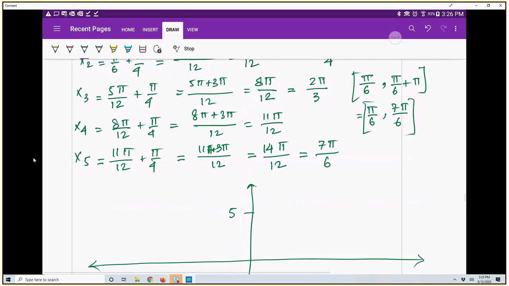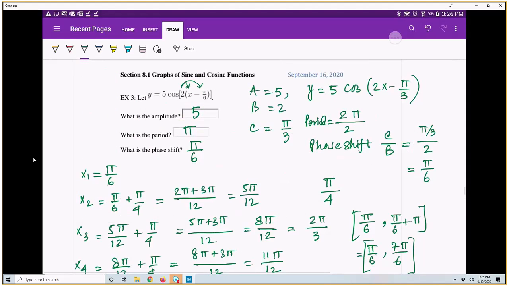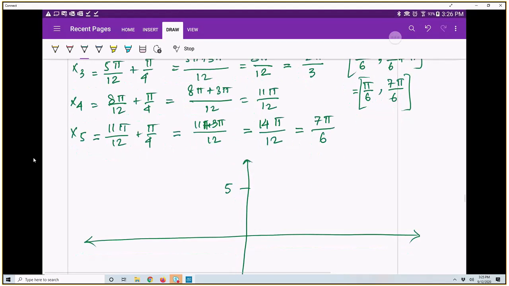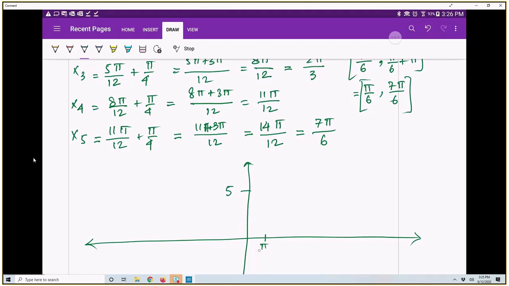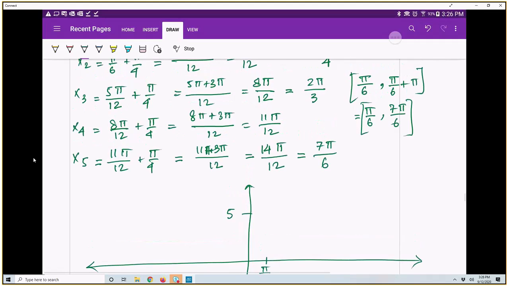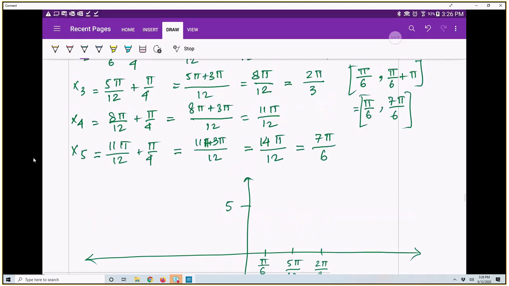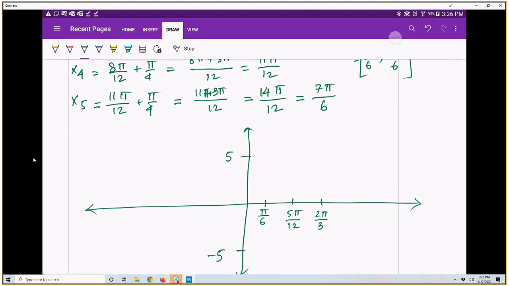And then I need to use the key points for this problem starting at pi over 6, where the phase shift starts. So I first say this is my starting point at pi over 6. Remember, the second key point was 5 pi over 12, so that should be somewhere here. Then I had 2 pi over 3 as the third key point. Then we have 11 pi over 12 as the fourth key point, and finally we have 7 pi over 6 as the full period.